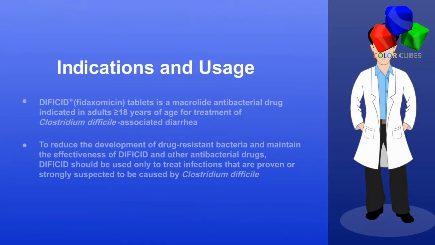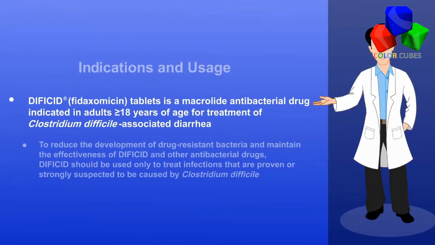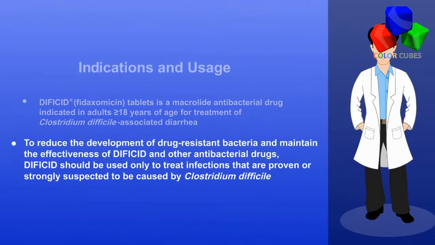Indications and usage. Dificid, fidaxomicin tablets, is a macrolide antibacterial drug indicated in adults greater than or equal to 18 years of age for treatment of Clostridium difficile-associated diarrhea. To reduce the development of drug-resistant bacteria and maintain the effectiveness of Dificid and other antibacterial drugs, Dificid should be used only to treat infections that are proven or strongly suspected to be caused by Clostridium difficile.